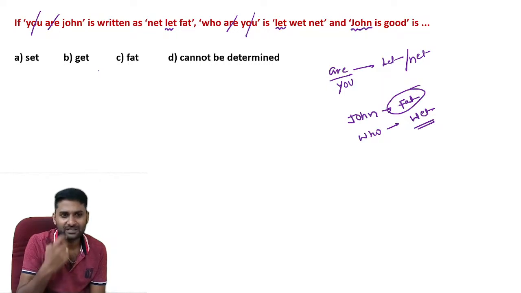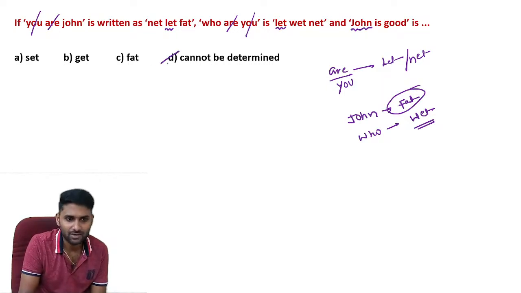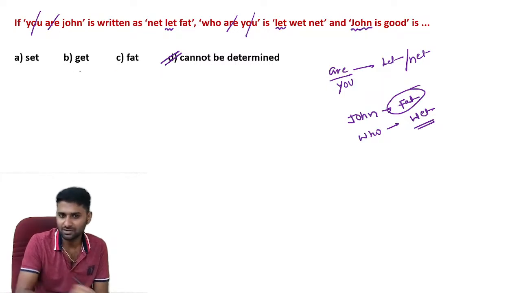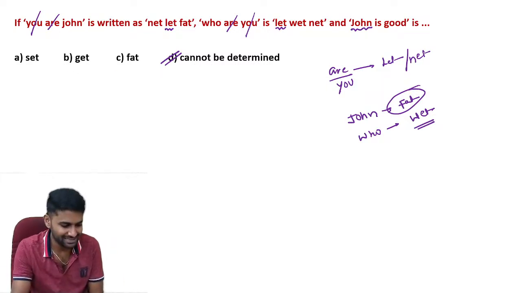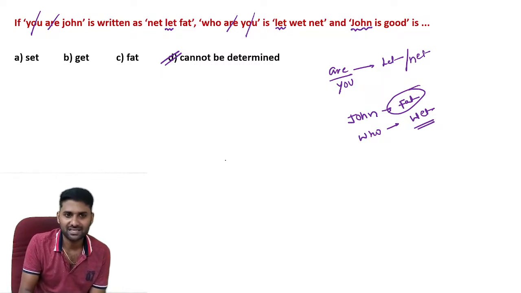And is, good, guys. See, this cannot be determined. Why? Because they only mention a single word. They do not mention anything about is and good. So that's why this cannot be determined.